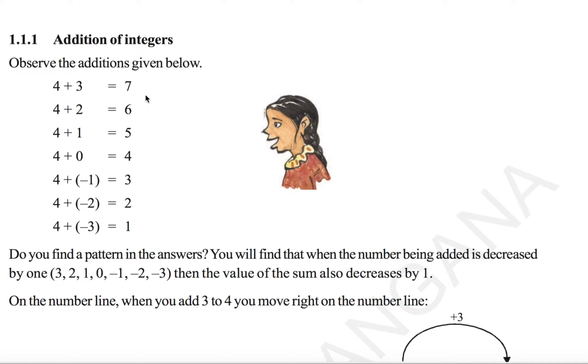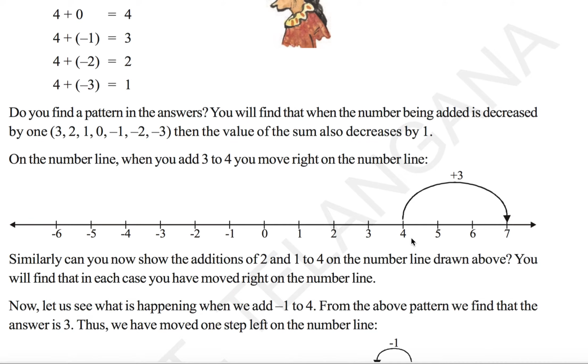4 plus 3 is 7, 4 plus 2 is 6, 4 plus 1 is 5, 4 plus 0 is 4, 4 plus minus 1 is 3, 4 plus minus 2 is 2, 4 plus minus 3 is 1. Do you find a pattern in the answers? You will find that when the number being added is decreased by 1, the value of the sum also decreases by 1. On the number line, when you add 3 to 4, you move right on the number line.